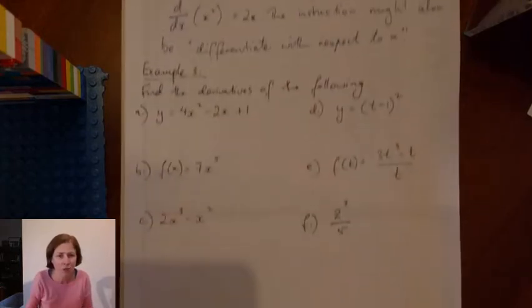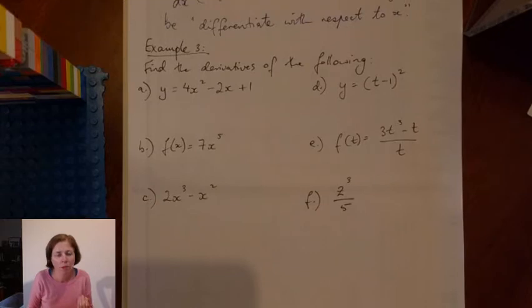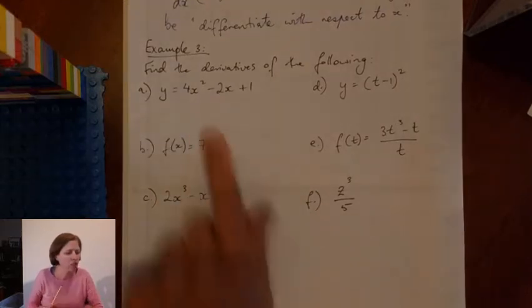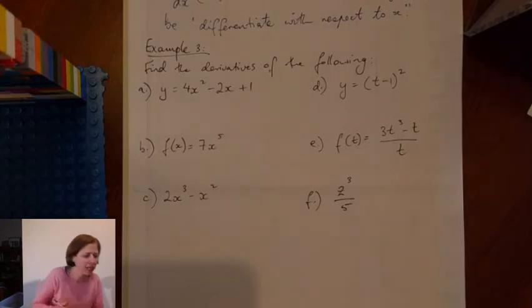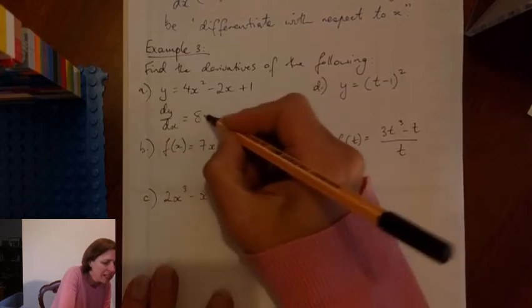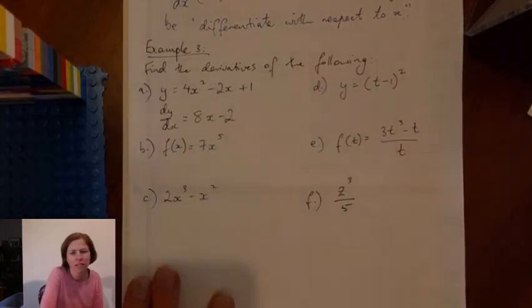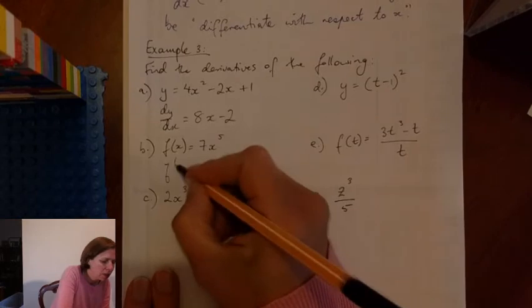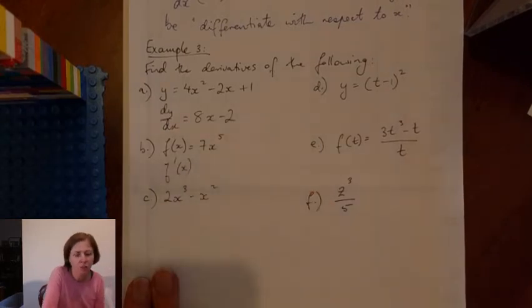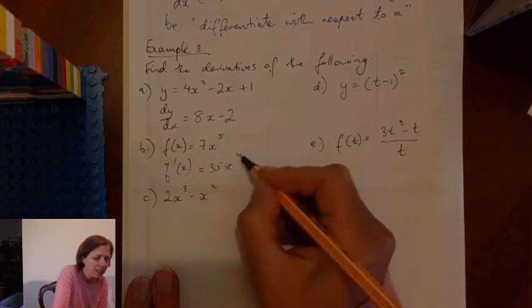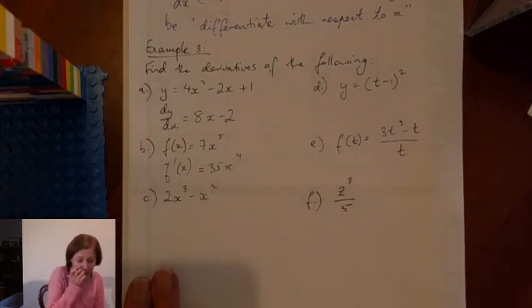So here are some examples just to demonstrate what I'm going to do differently each time. In the first one, this is going to be my Leibniz notation. So y equals 4x squared minus 2x plus 1. I'm going to use dy dx equals 8x minus 2. Okay, so I found the derivative. If I want to find the derivative for f of x equals 7x to the power of 5, I'm going to use my Lagrange notation. f dash of x equals 7 5s are 35. Take 1 from the power, 35x to the power of 4.